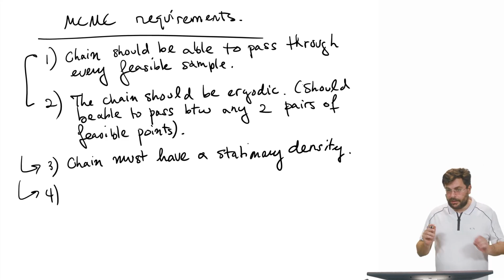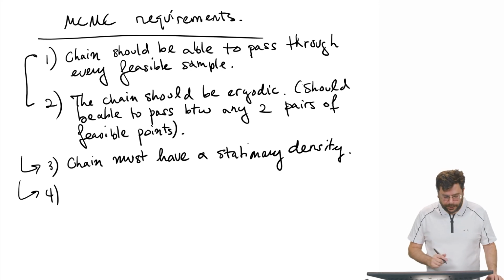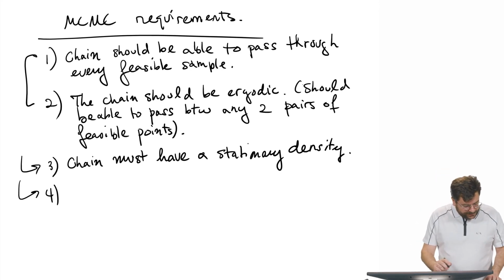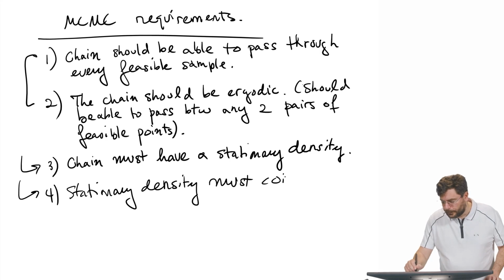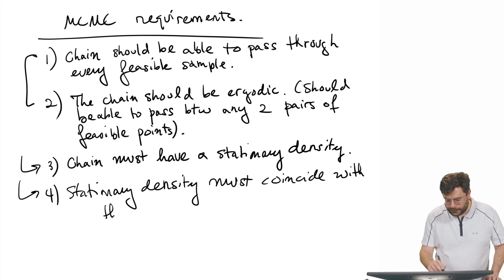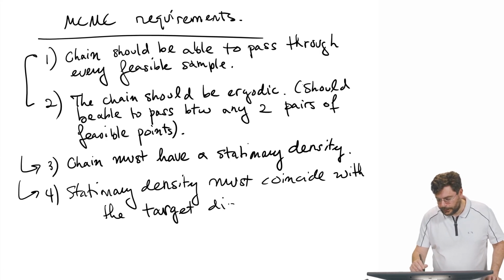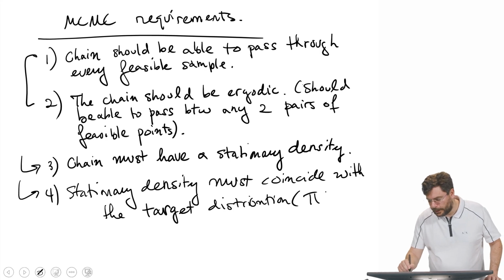The final condition is also very important, and it also sets how we determine our acceptance probability, and that's that the stationary distribution, or the stationary density, must coincide with the target distribution, which is the pi of r.